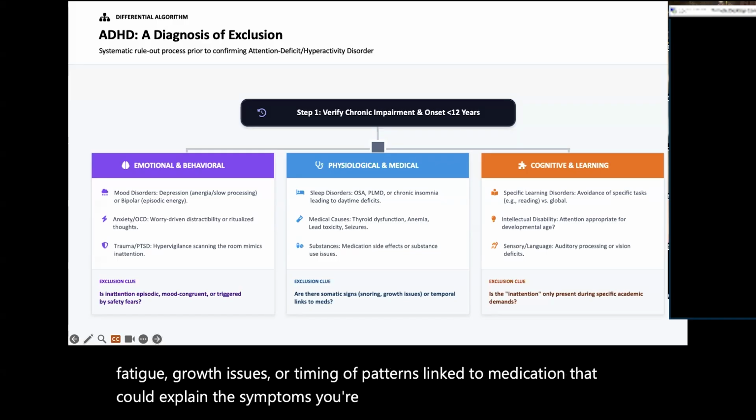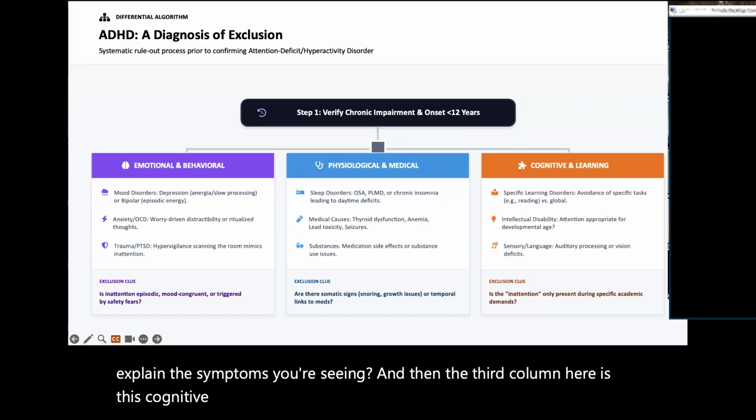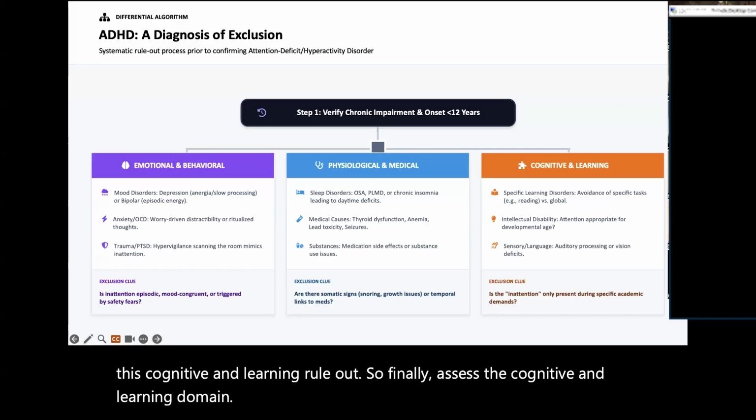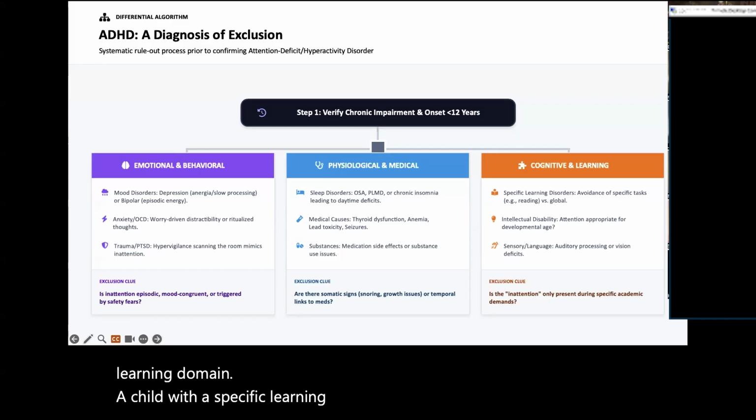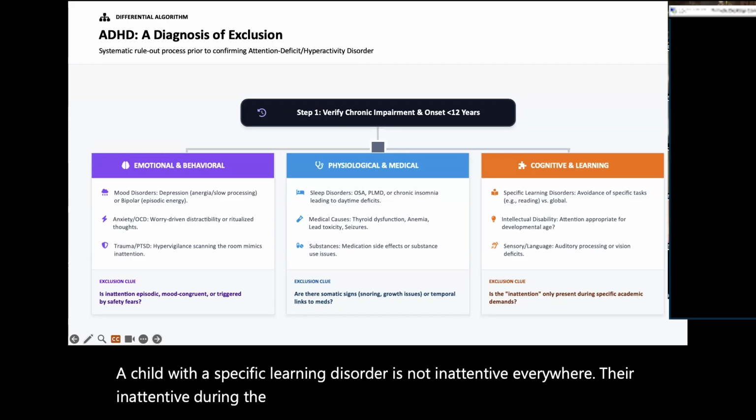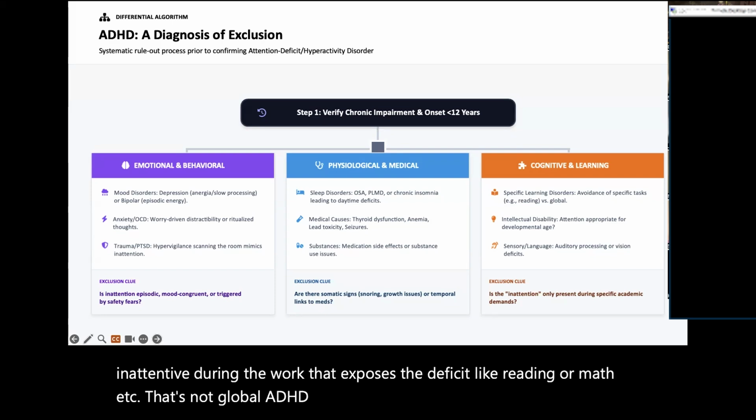And then the third column here is the cognitive and learning rule out. So finally, assess the cognitive and learning domain. A child with a specific learning disorder is not inattentive everywhere. They're inattentive during the work that exposes the deficit, like reading or math. That's not global ADHD. That's avoidance of an academically painful task.